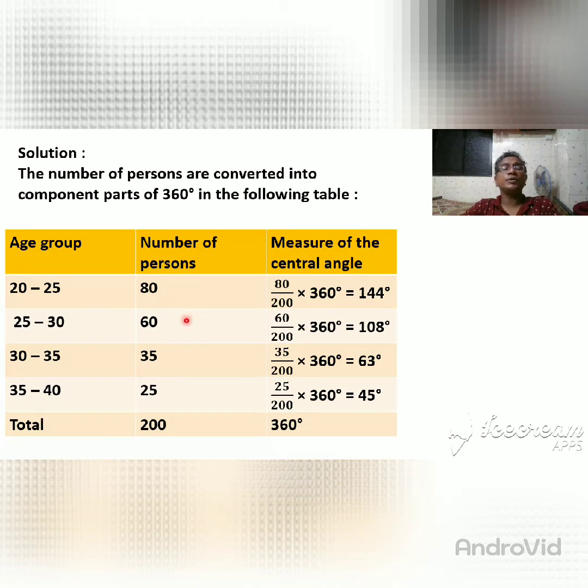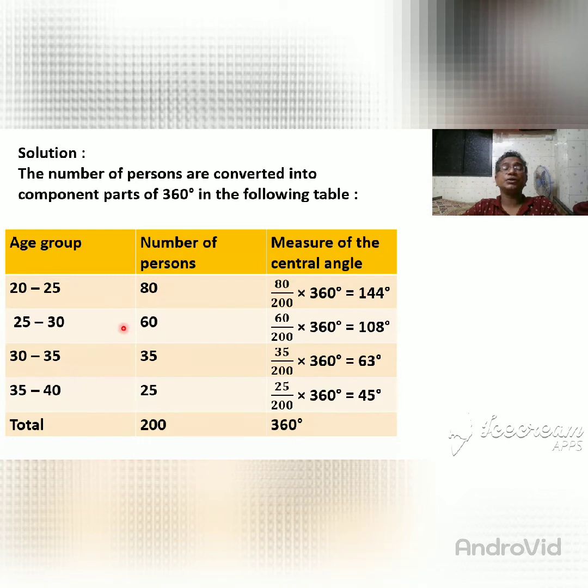See, first all the information is given: 80, 60, 35, 25. We do the addition of these and we get 200. Out of 200, how many? 80. So 80 is the numerator and 200 is the denominator, into 360. This 0 cancels, then this 0 cancels. So what is here? 2. 2 fours are 8, so you get 4. 4 sixes are 24, so 4, 2 carry. 4 threes are 12, 12 plus 2 is 14. So 144 degrees. Okay, then 25 to 30.